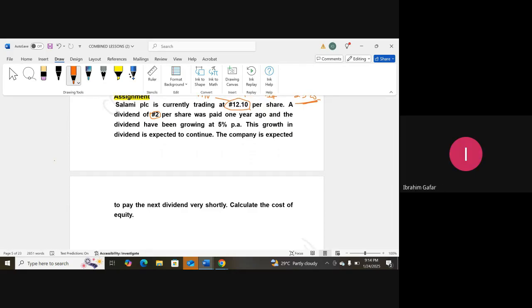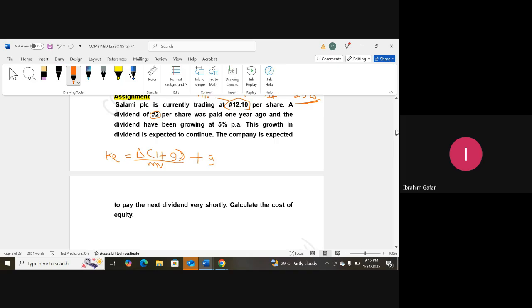So if the examiner is telling you to calculate the cost of equity here, is it with growth or without growth? With growth. So if it is with growth, the cost of equity becomes dividend into 1 plus growth rate, close the bracket, over market value plus growth rate. So this is the formula to calculate cost of equity with growth rate.